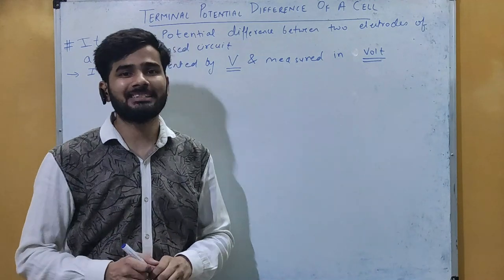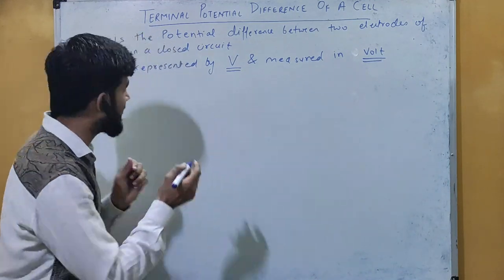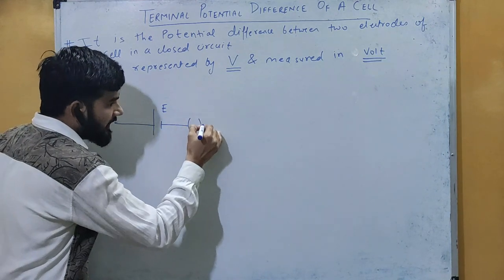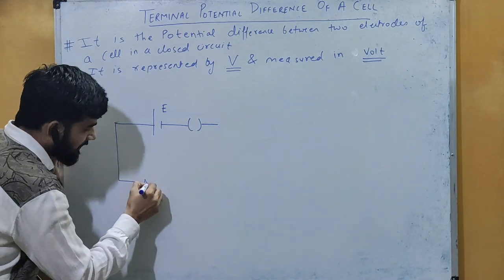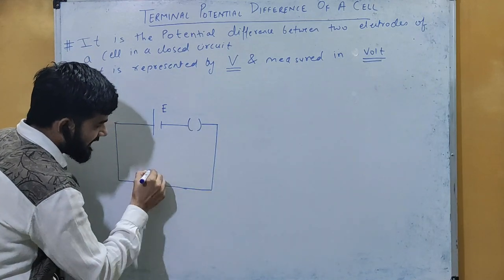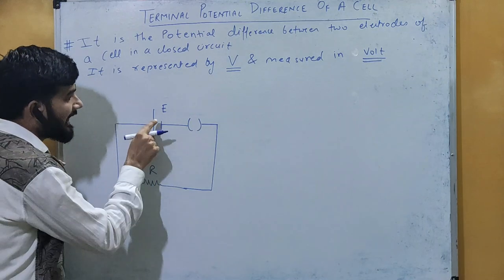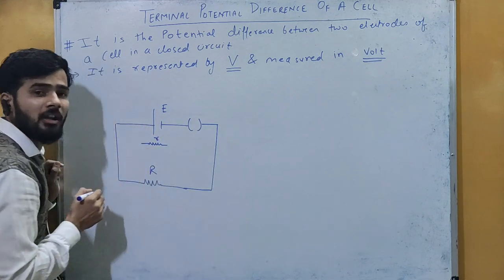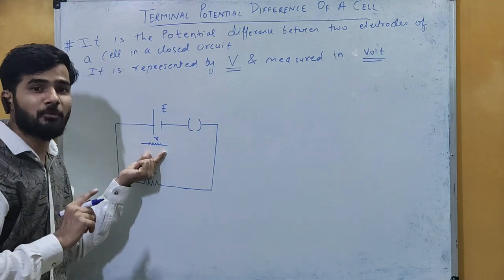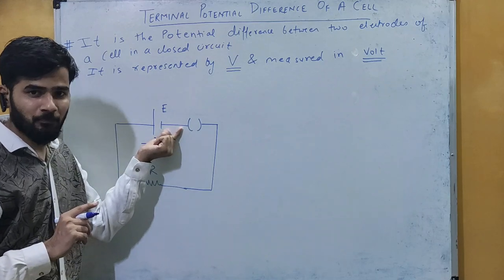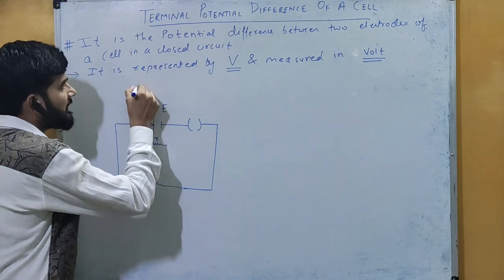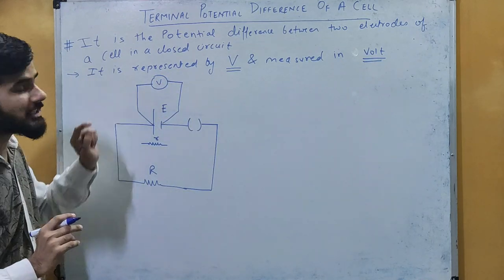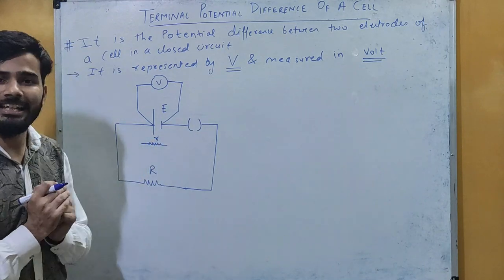Okay, so now in order to understand this topic, we have to consider a circuit diagram. Here we are considering a cell of EMF E. Here we have the key and we have an external resistance, that is the R. Okay, and let us assume that along with this EMF of the cell E, we have the internal resistance small r. You can also represent this small r in series with the cell. Okay, and I am connecting a voltmeter along with this cell, so that I can measure the potential difference between the two electrodes.